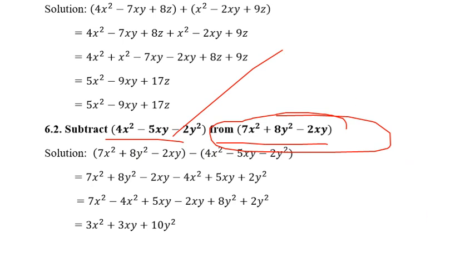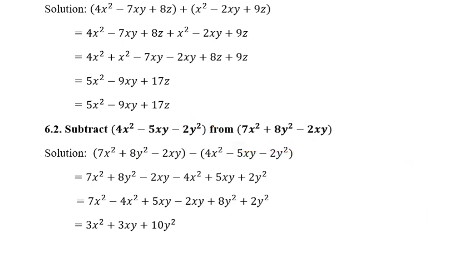Then we have to remove this bracket. Again we have to multiply the signs and remove. So 7x square plus 8y square minus 2xy. Now this one, minus 4x square. Then minus 4x square. Here minus and here also minus, so minus minus is plus 5xy. Okay. Then here also minus and here also minus, minus minus is plus 2y square.